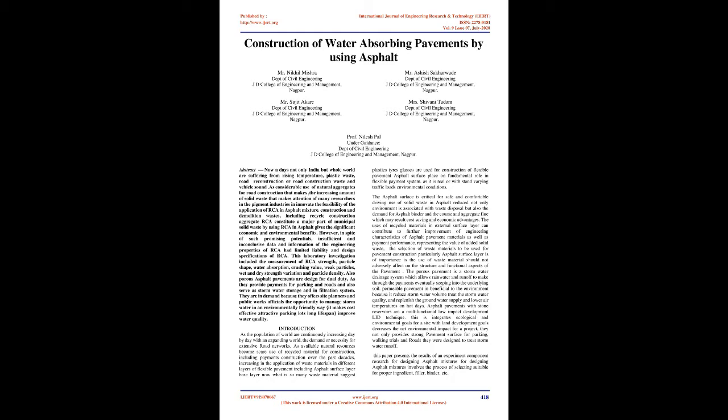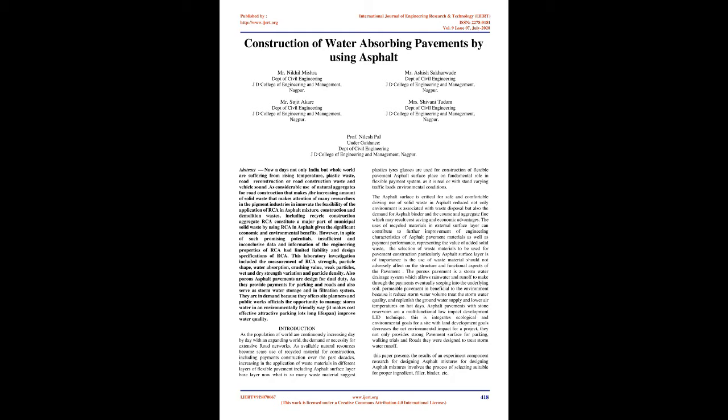Introduction. As the population of the world is continuously increasing day by day with an expanding world, the demand or necessity for extensive road networks grows as available natural resources become scarce. Use of recycled material for construction, including pavement construction, has been increasing over the past decades, in the application of waste materials in different layers of flexible pavement, including the asphalt surface layer and base layer.